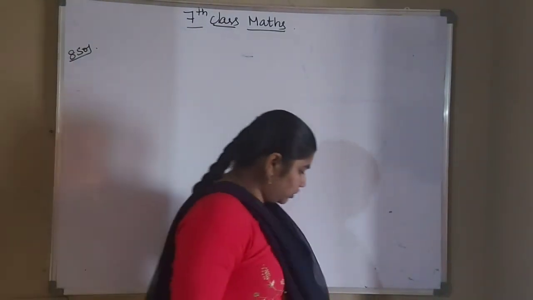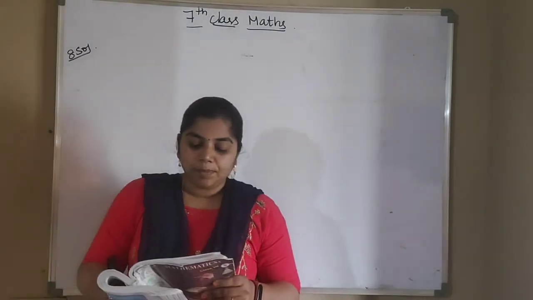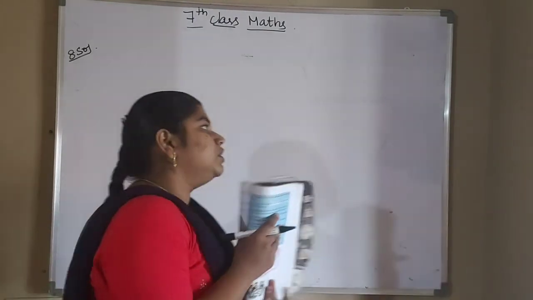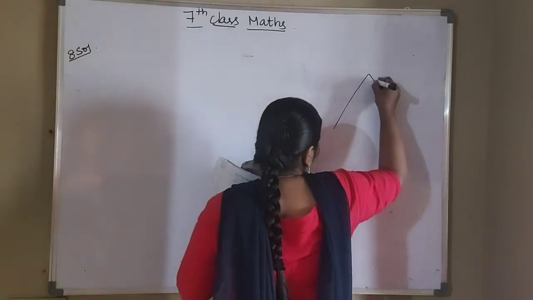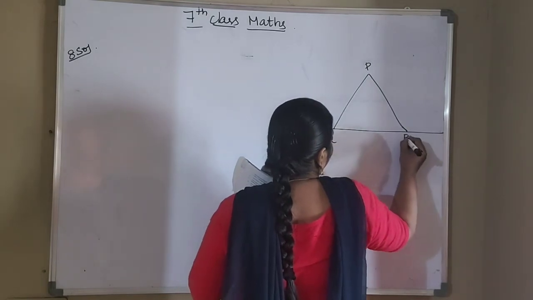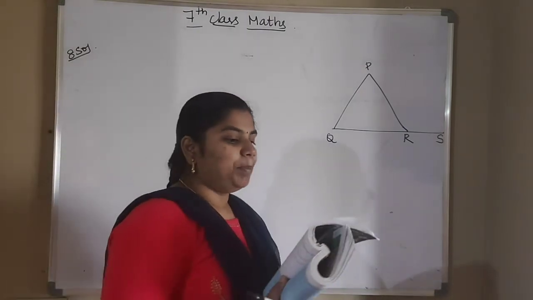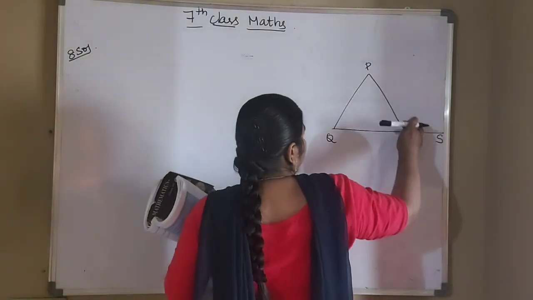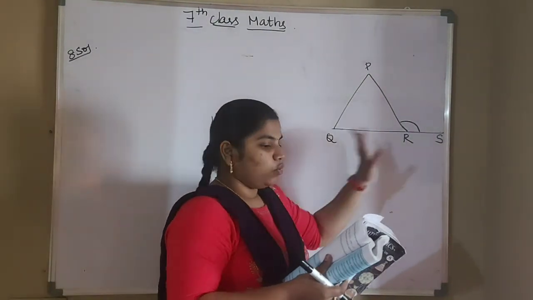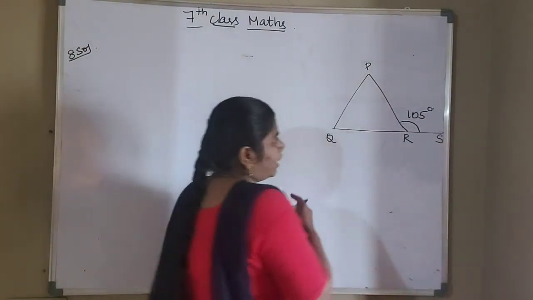So what is the 8th question? The exterior angle PRS of triangle PQR is 105 degrees. So first you draw one triangle here and name it as PQRS. Now, the exterior angle PRS of triangle PQR is 105. That means this angle they have given as 105 degrees.